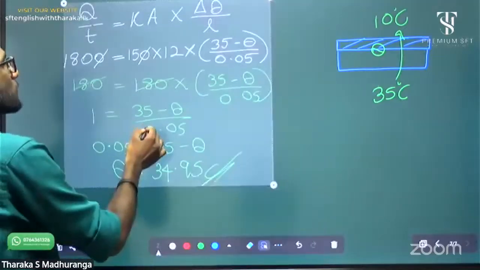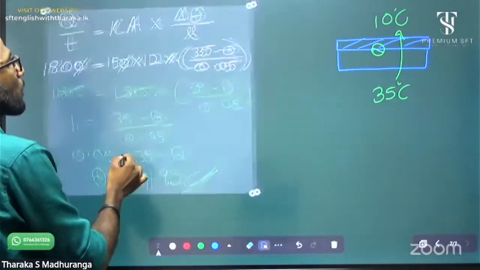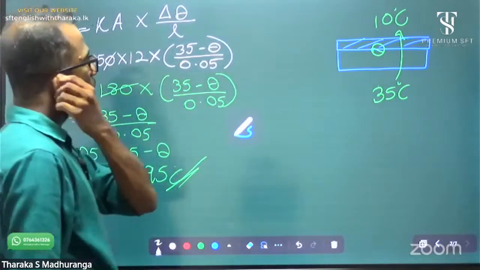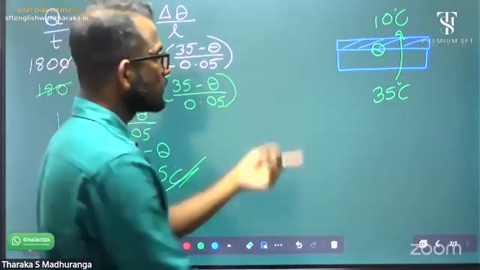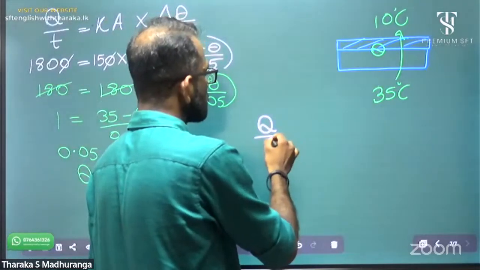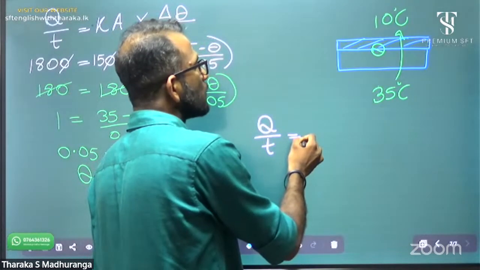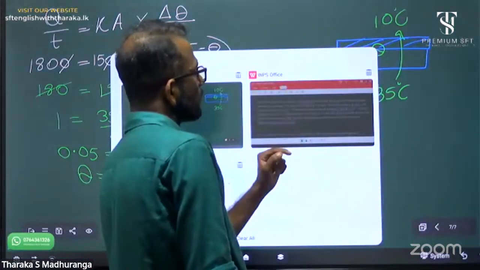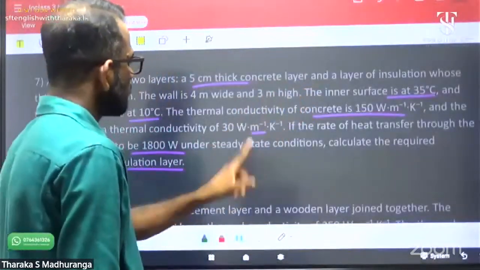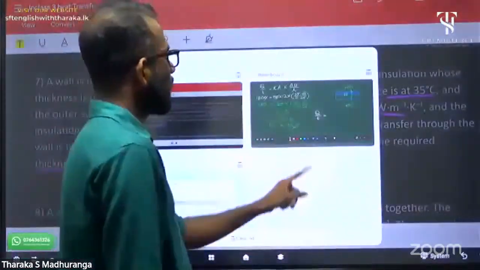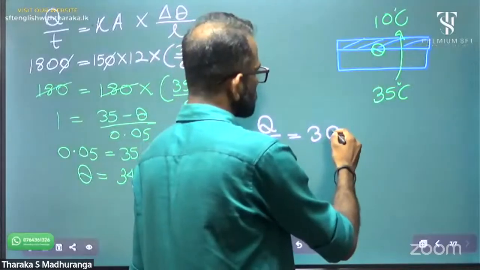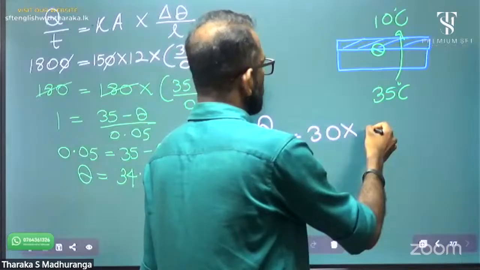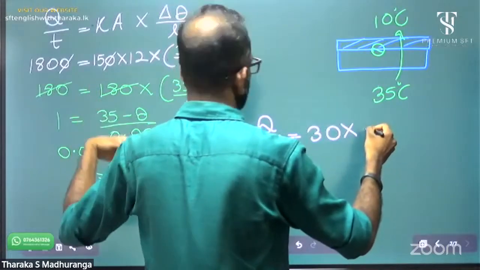Unknown layer thickness. To get the unknown layer thickness, you can just substitute the common equation Q over T into the K value. The K value is given for the insulation layer, K value 30. Then multiply by the area, same as before, 12.